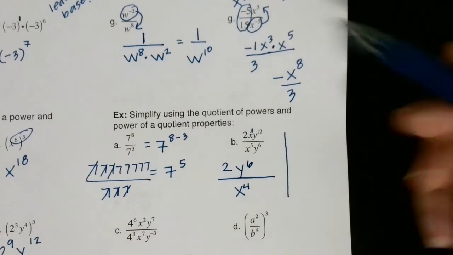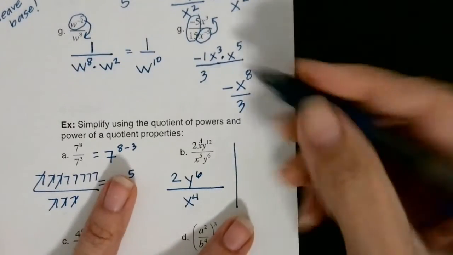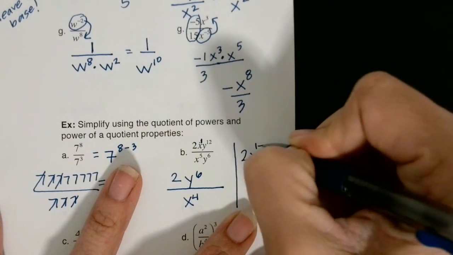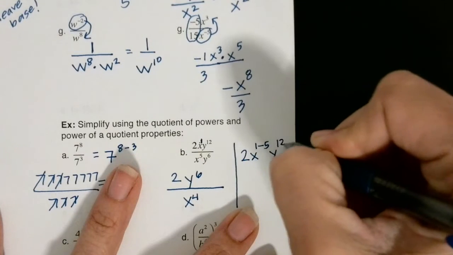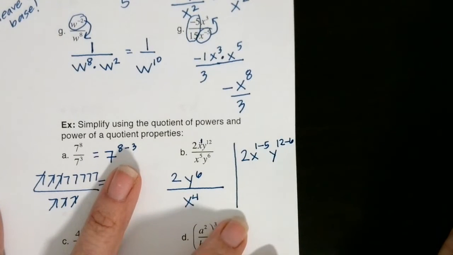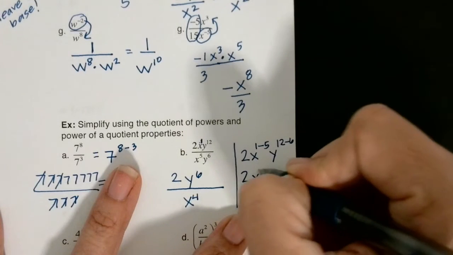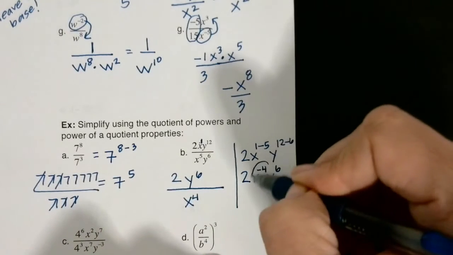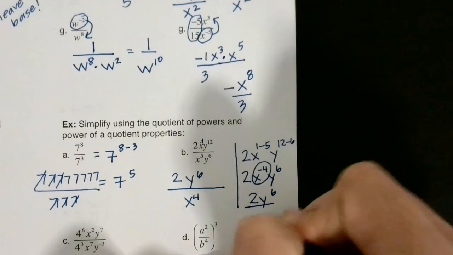But then students always say, but when did you use this rule right here where you subtract? So I'm going to show you how to do that real quick. So this is 2x, 1 minus 5, because they have the same base, and then y, 12 minus 6. Okay? So I'm subtracting the exponents. So this is 2x to the negative 4, y to the 6th. And then the negative 4 isn't happy, so 2y to the 6th over x to the 4th.